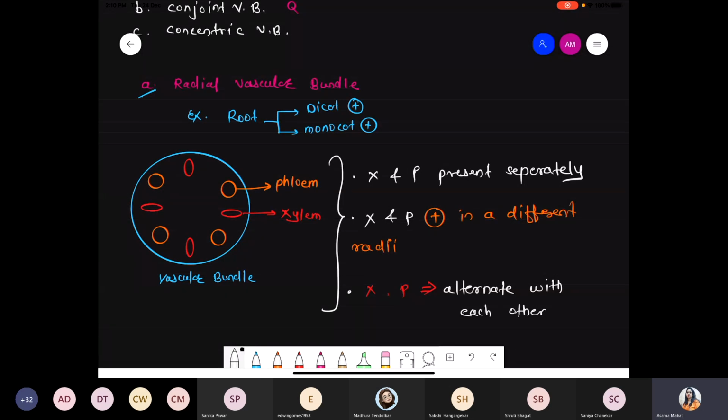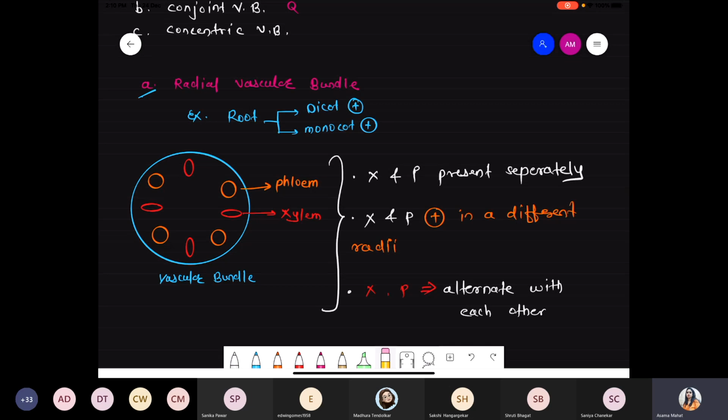So you can easily observe. They are present in different radii, meaning slight variation actually. Phloem is present mostly toward the outer side and the xylem mostly toward the inner side. So we'll discuss that part later. The radii also get different, and the arrangement, they are alternate with each other.